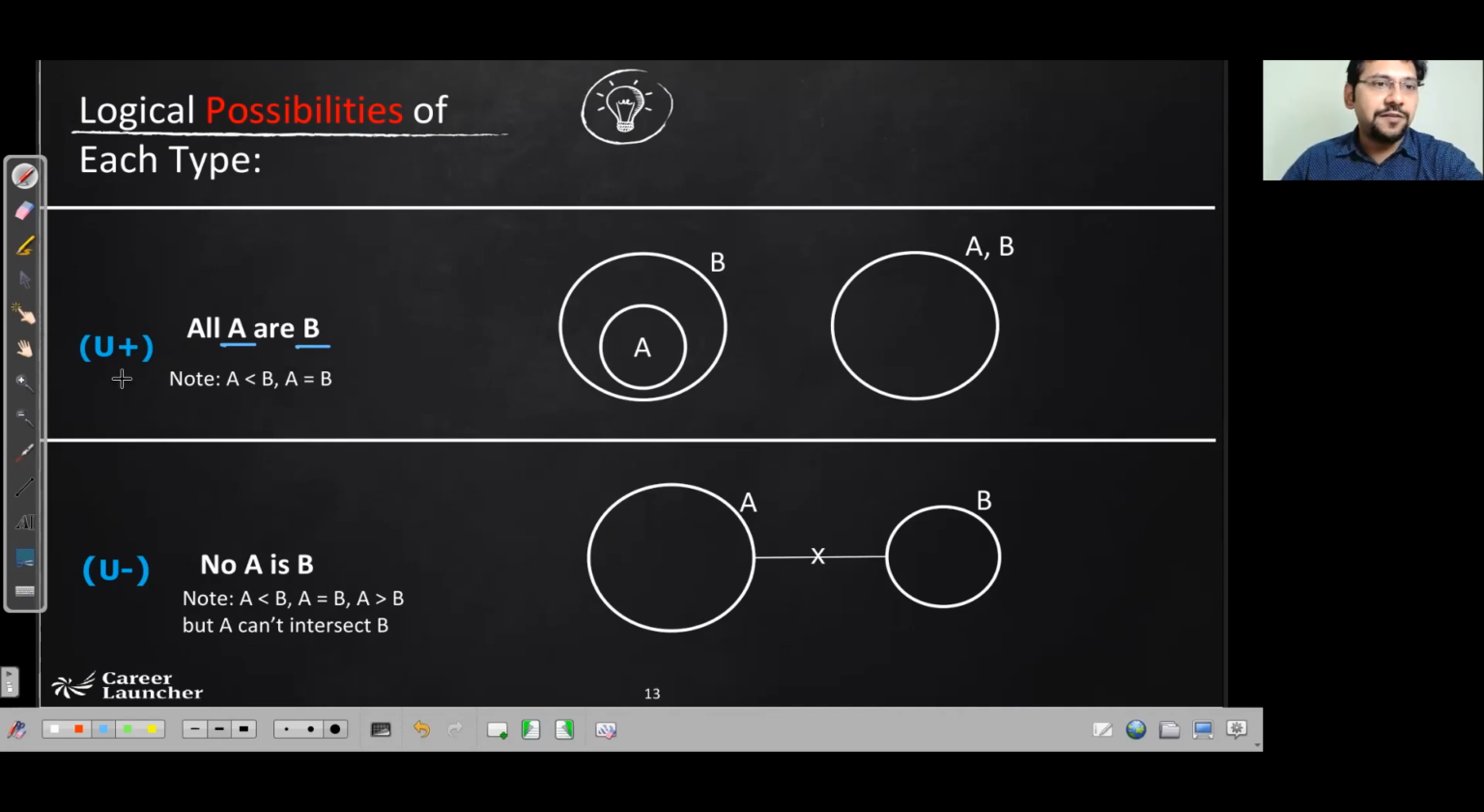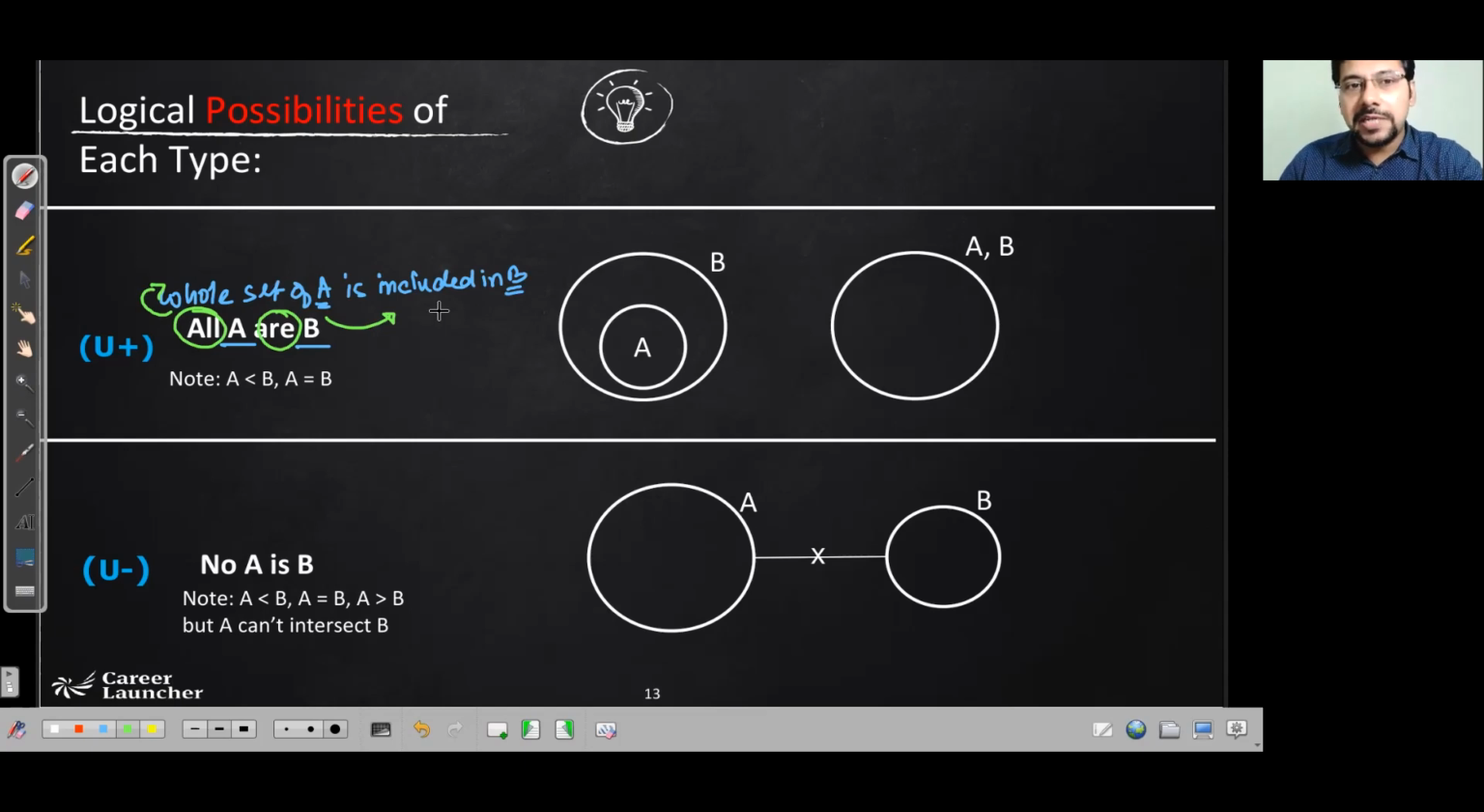So let's begin with the first one, which is the universal positive, which says all A are B. Technically, it's trying to say the whole set of A is included in B. I'm sure you will understand that "all" represents a whole set, and "is" or "are" represents the inclusion of the set. So basically, he's trying to say that a whole set of A is included in B.